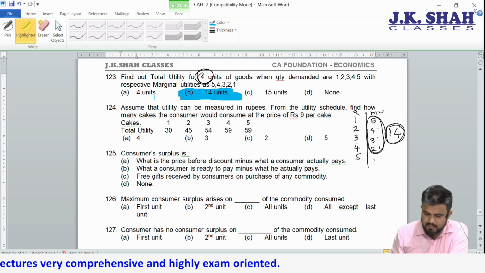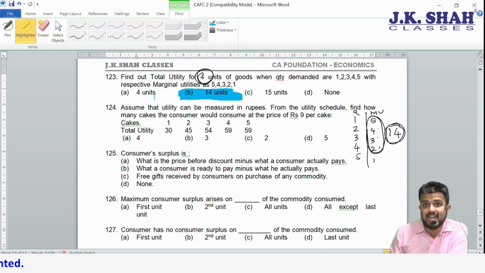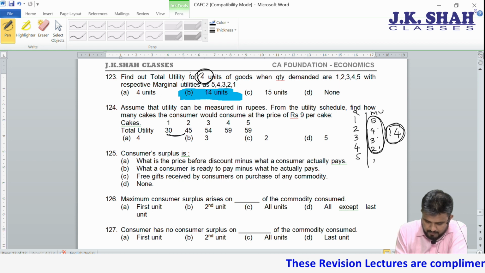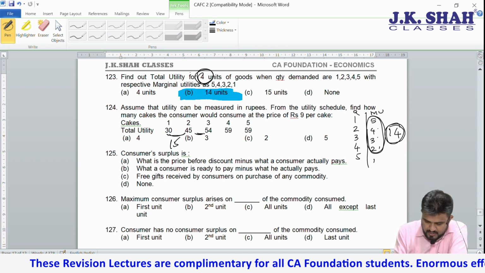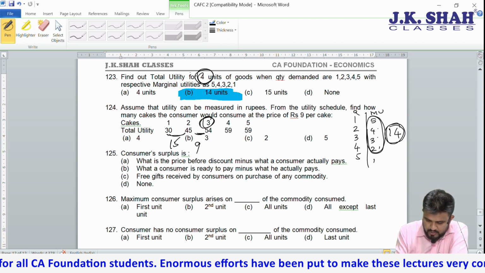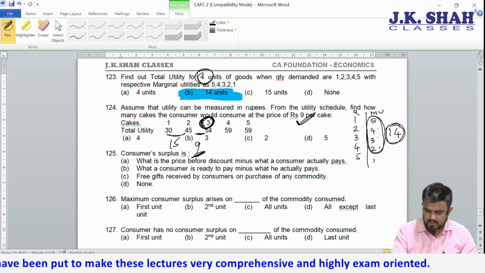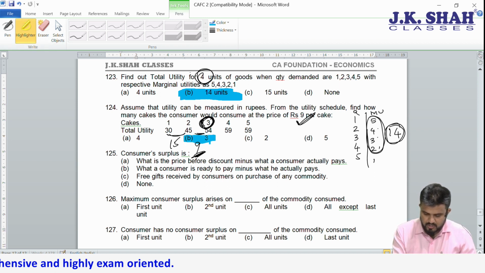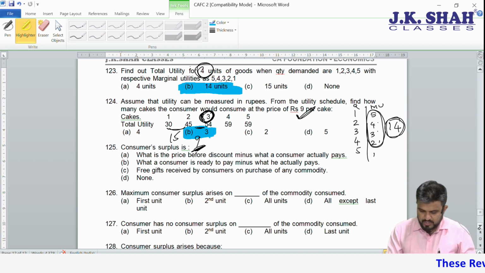Next is assume that utility can be measured in rupees from the utility schedule. Find out how many cakes the consumer would consume at the price of rupees 9 per cake. So now students, if you take the difference, 45 minus 30 is 15. Then 54 minus 45 is 9. So at third unit, I would say price is 9. See, third unit price is 9. So the correct answer is your option B, 3. Very simple.